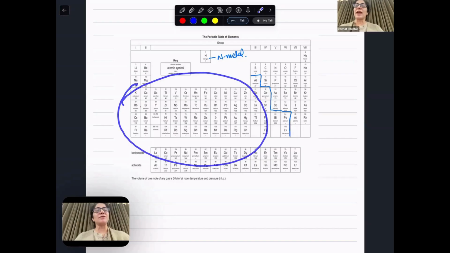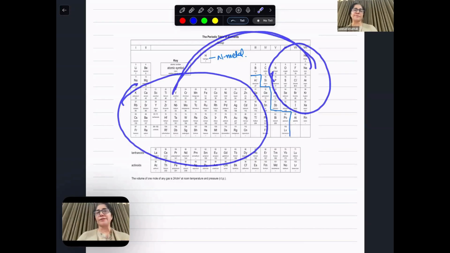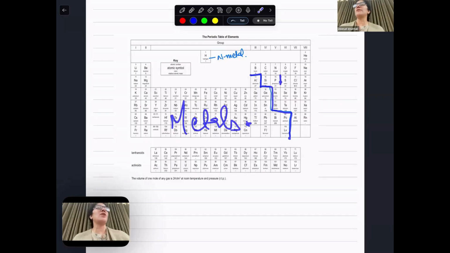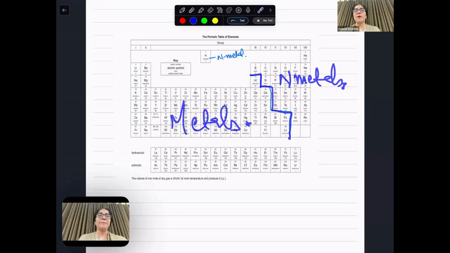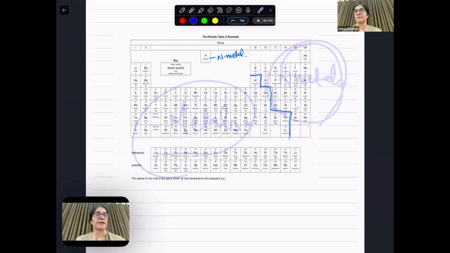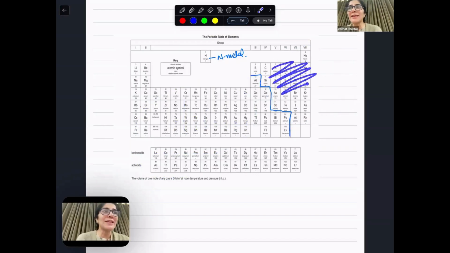Between metal and non-metal, the bond is ionic. Below this staircase of aluminium, these are all metals, and these are all non-metals. The bond between the metal and the non-metal is ionic. Between non-metals, it is covalent. Between metals, it is metallic.